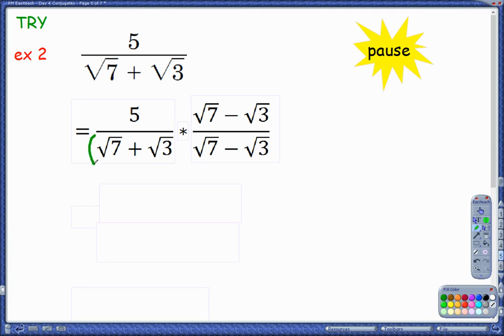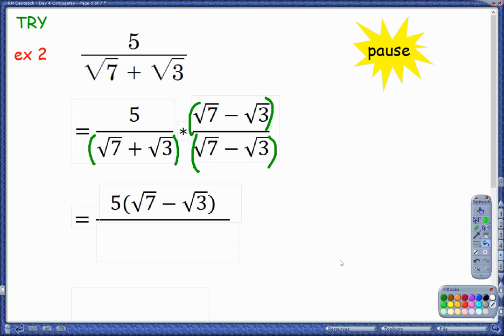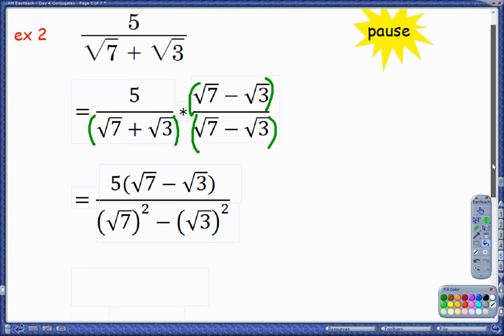I want you to put parentheses around each one of these because they can end up becoming very, very confusing very quickly. All right, so my numerator, I am going to do distribution. So I'm just setting it up so you can see. And the denominator is going to be the difference of squares. So radical 7 squared minus radical 3 squared.